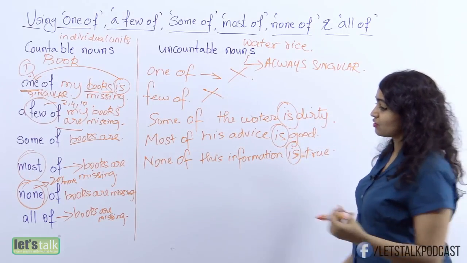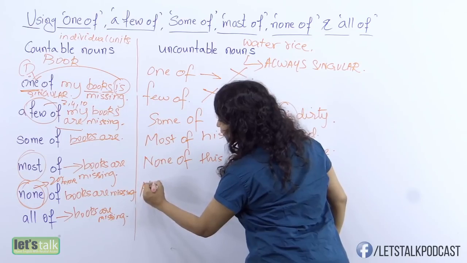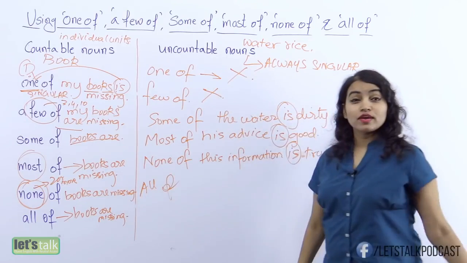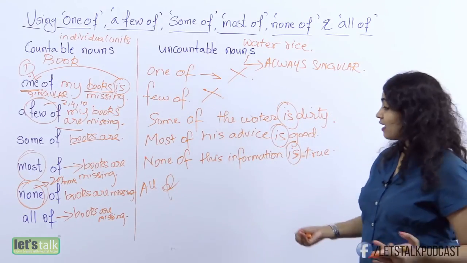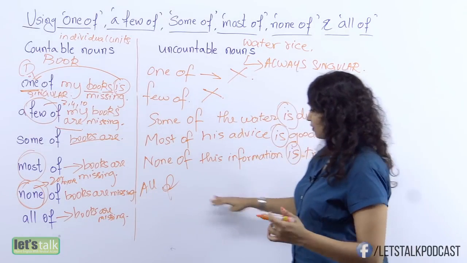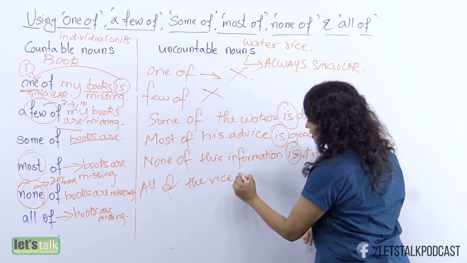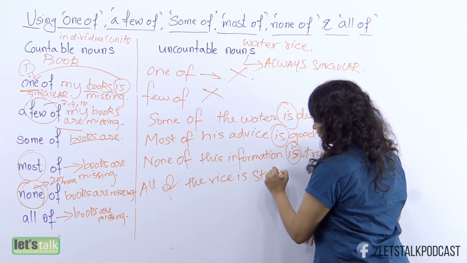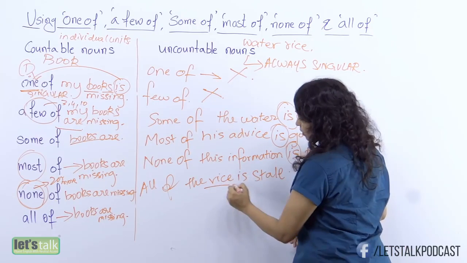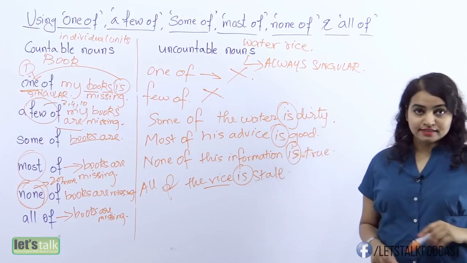And the last expression says all of. Can we use all of with an uncountable noun? Yes, we can. We can say all of the rice is stale. Again, an uncountable noun followed by an is.